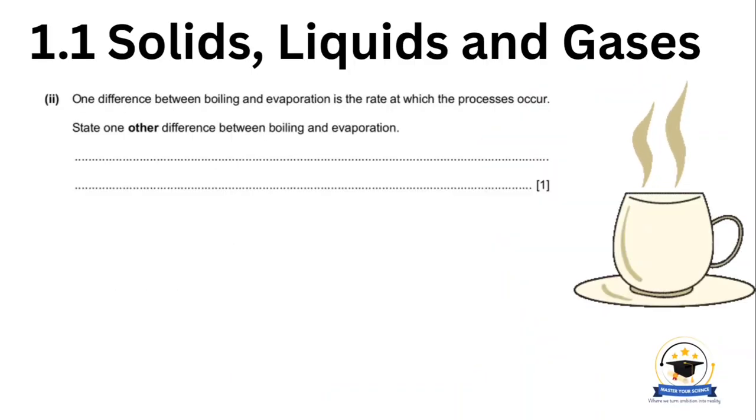The question says that one difference between boiling and evaporation is the rate at which the processes occur. State one other difference between boiling and evaporation. So this question already gives us one difference, which is the rate at which the processes occur. So boiling is faster than evaporation. And then we are asked to state one other difference between boiling and evaporation. We'll discuss two more differences here. The first difference is that boiling takes place throughout the liquid, whereas evaporation only takes place on the surface.